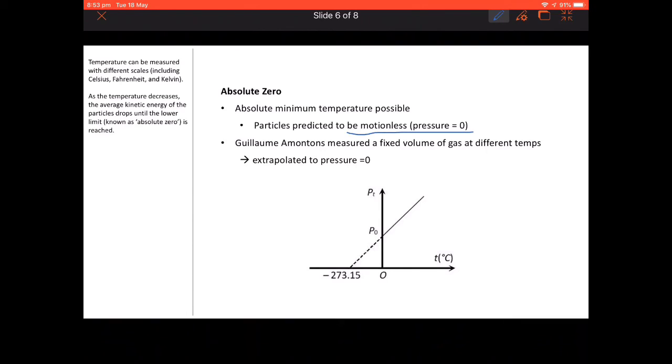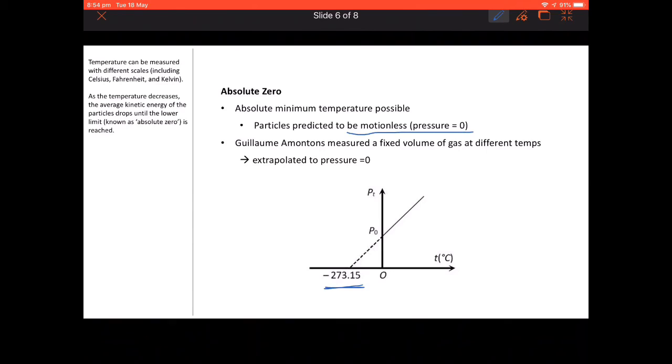This experiment was repeated with greater precision, and it was determined that this value here, negative 273.15 degrees Celsius, is equivalent to absolute zero, so the lowest that you can go.